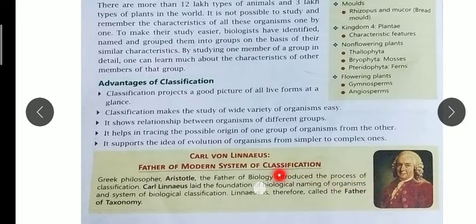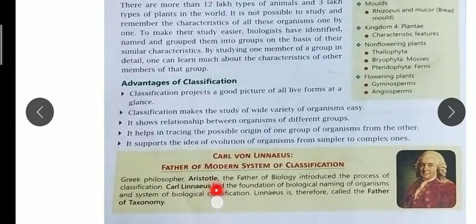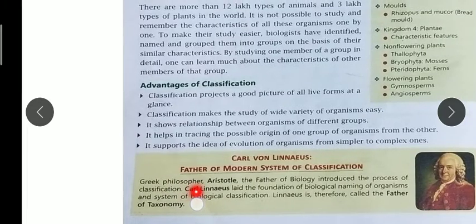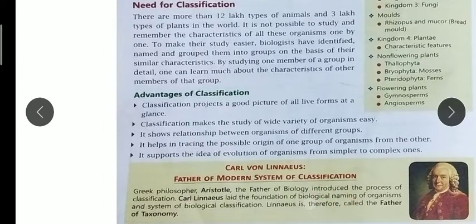This is the picture of Carl von Linnaeus. Carl Linnaeus was the father of taxonomy. You can underline this line. He is known as the father of taxonomy. And you know Aristotle is the father of biology. Aristotle was a Greek philosopher. Aristotle first introduced the process of classification, but in detail Carl Linnaeus laid the foundation of naming different organisms based on their similar and dissimilar properties.